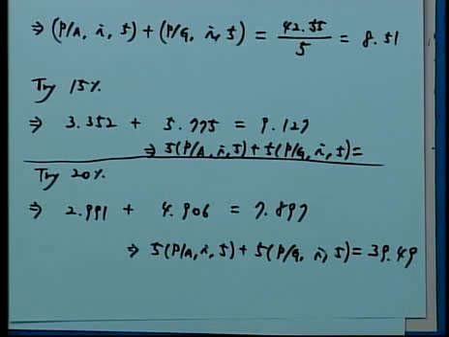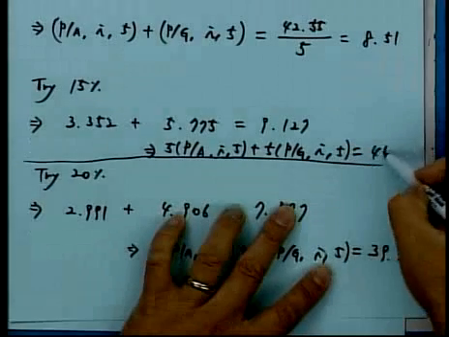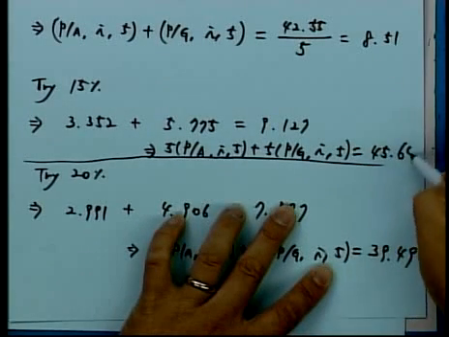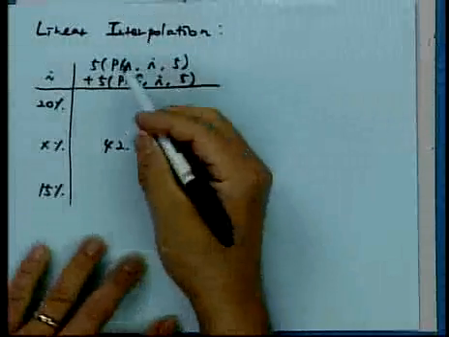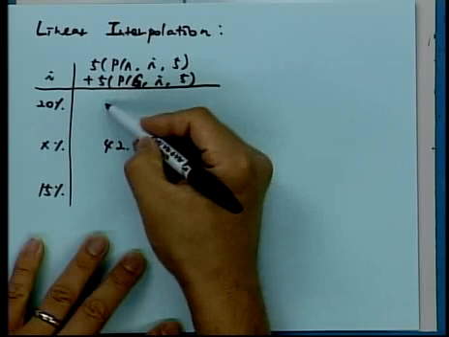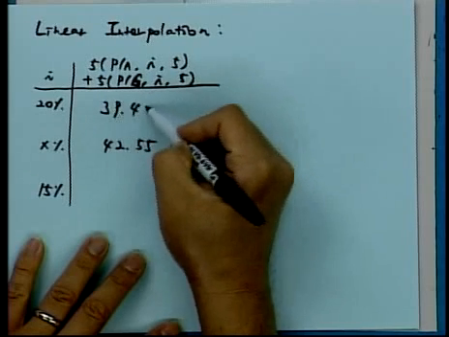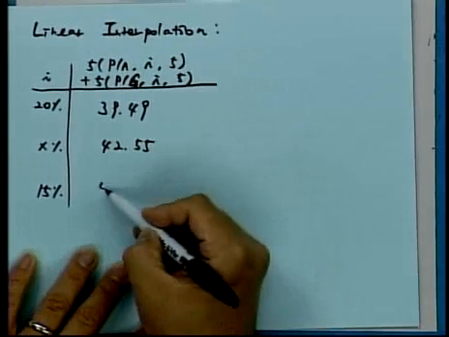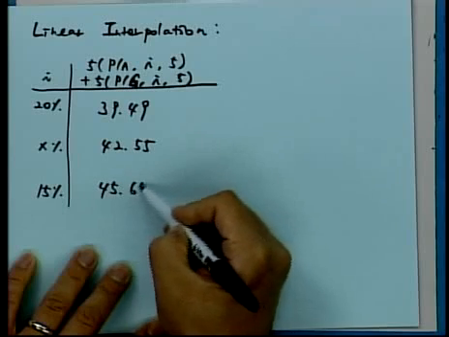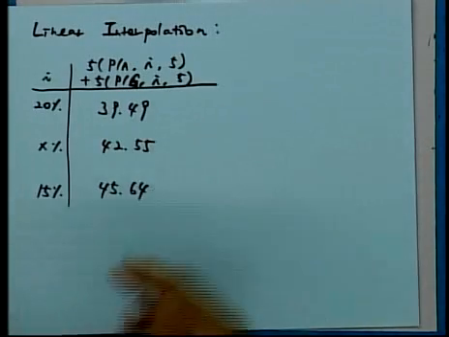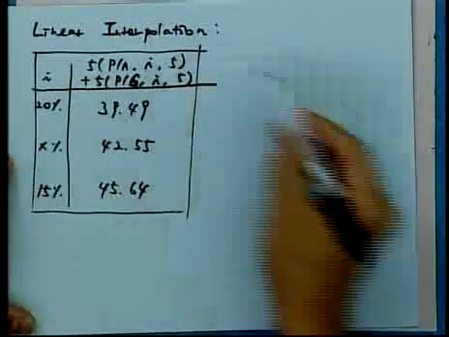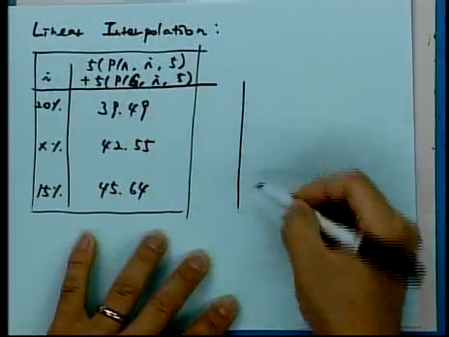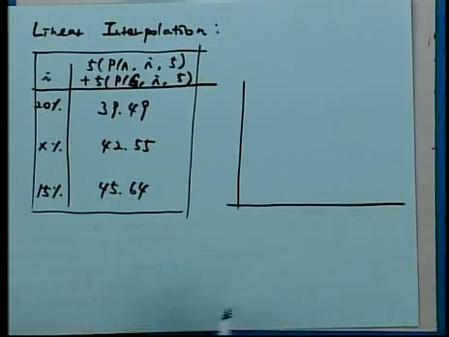And this is going to be 45.64. Okay, so we're going to record this value. For 20% is 39.49, 15% is 45.64. Okay, so based on these table values, you can draw the diagram.